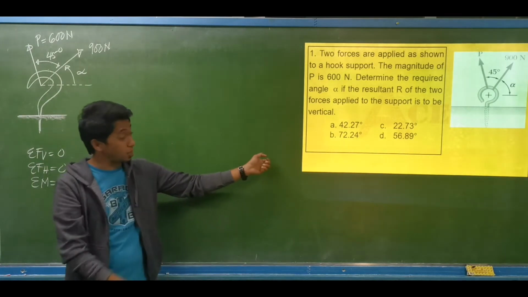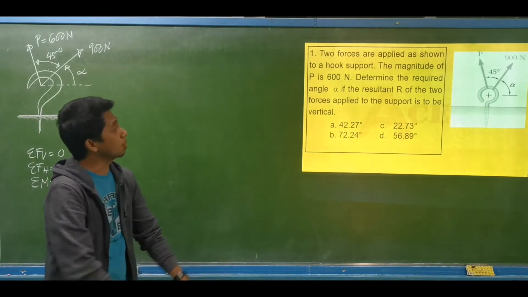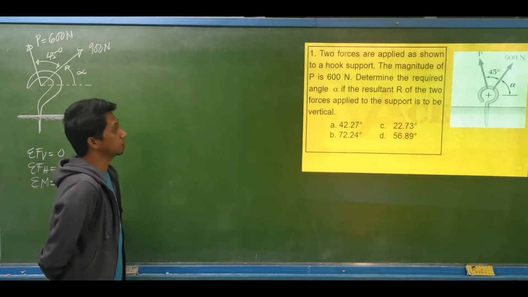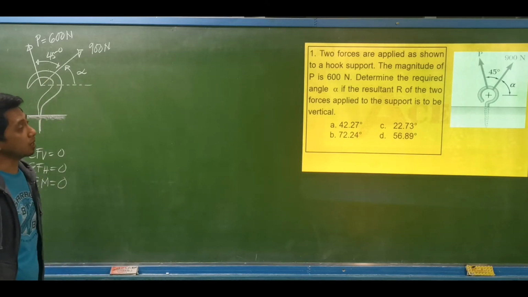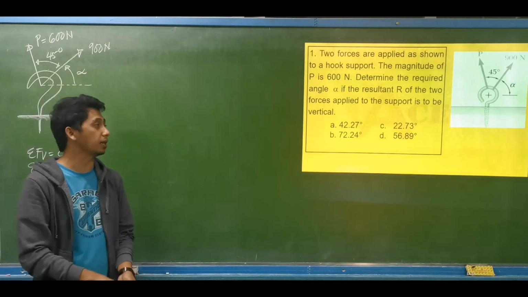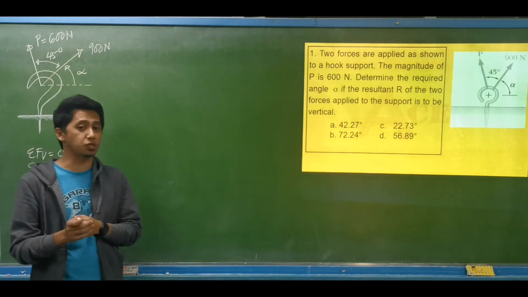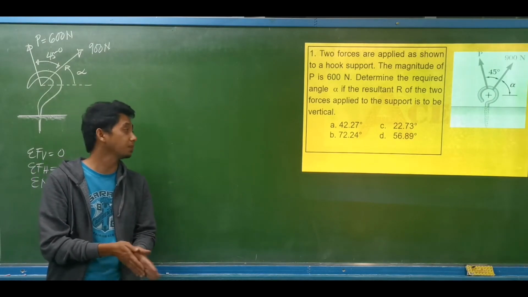So this is a passboard exam for civil engineering. Two forces applied as shown to a hook support, and the magnitude of P is equal to 600 newtons. Determine the required angle alpha if the resultant of the two forces applied to the support is to be vertical. So there are cases that maybe the selection of forces will not be convenient as a solution to a problem. If we have few number of forces involved, we may use a force polygon, basically a force triangle.